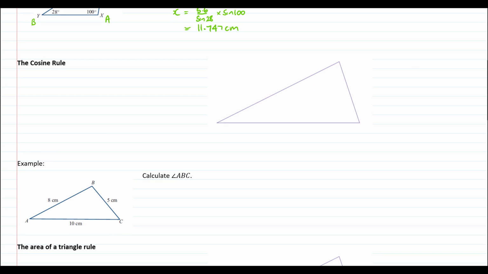So again, I've got a triangle, and I'm going to label this triangle A, B, C, little a, little b, and little c. And here I'm going to derive the cosine rule. So again, if you're not too interested in the derivation, you're welcome to skip forward now until we get to the example and some of the explanations.